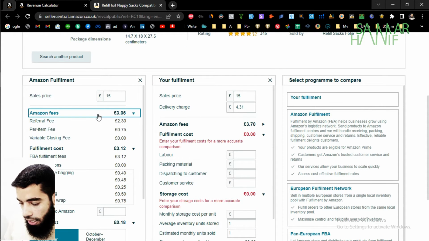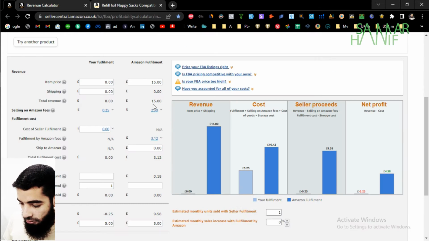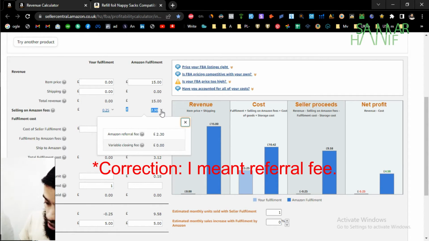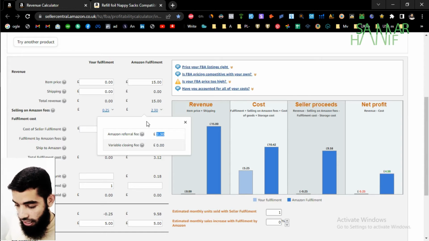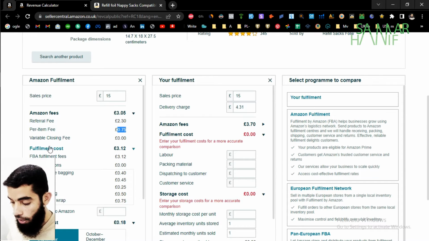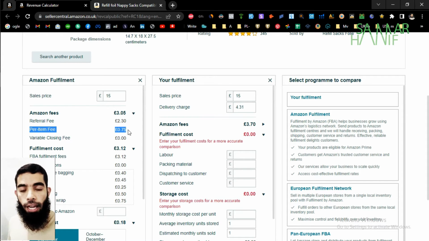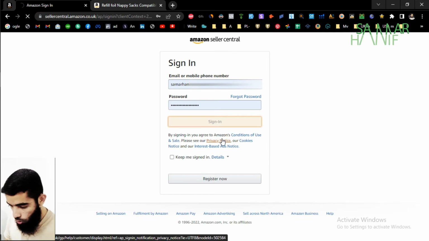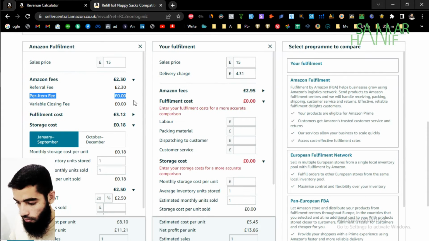Now you might be thinking, why is there a difference in the FBA fee on both of these calculators? Well, this is because this new version is adding this per item selling fee that you have to pay if you don't use the Amazon professional selling plan. If you have a professional selling plan and you are signed into your Amazon Seller Central, this fee will automatically go away. Here, look. See, per item fee is gone.